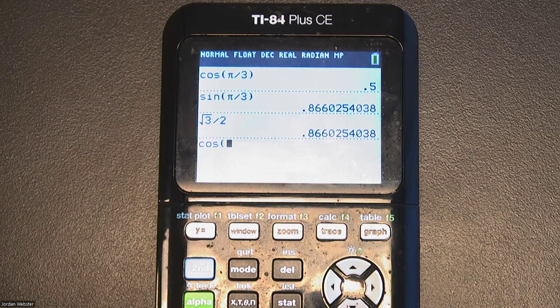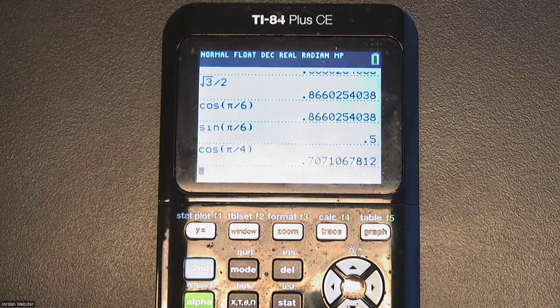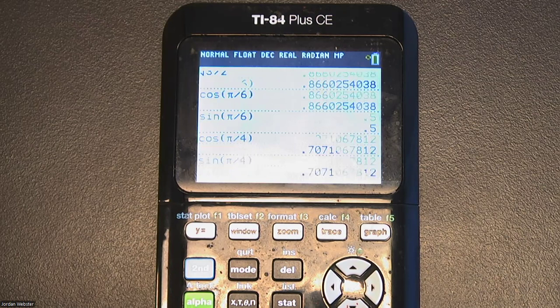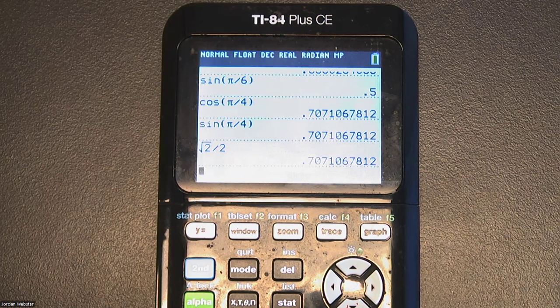And if I wanted to do, for instance, cosine of pi/6, that should give me square root of 3/2. Sine of pi/6 should give me 1/2. Cosine of pi/4, we just saw, should be square root of 2/2. Sine of pi/4 should be square root of 2/2, and that is the decimal version of square root of 2 divided by 2. Okay.